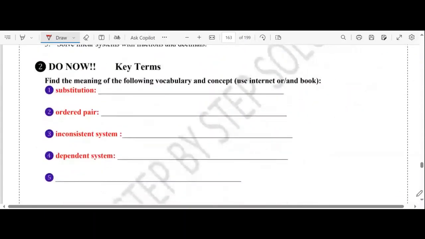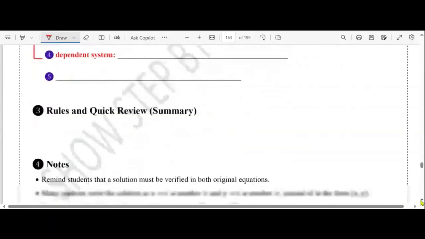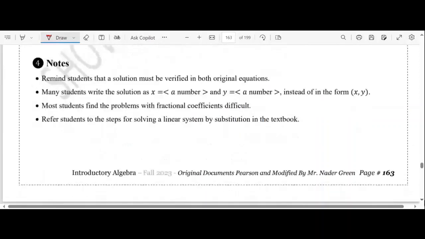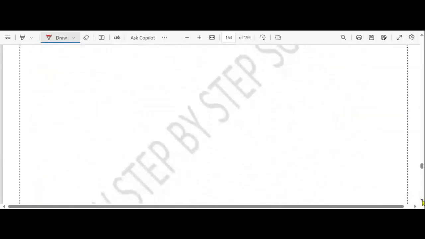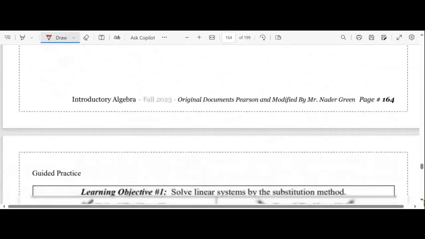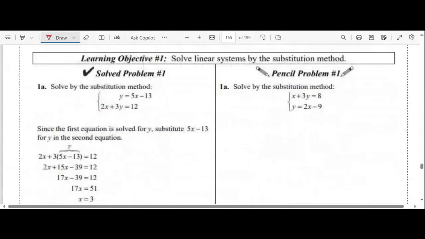Okay, so you have vocabulary here. Please search for those words. Let's take an example, because remember, this is classwork, because you need to find the meaning of those words and place them in the correct sentence. Substitution. Take a look at this.